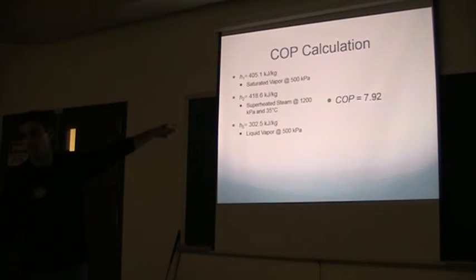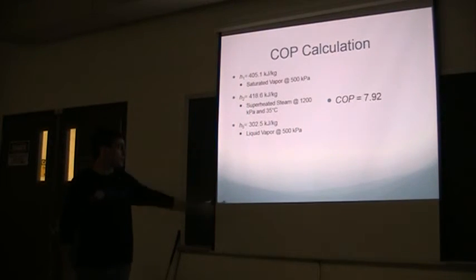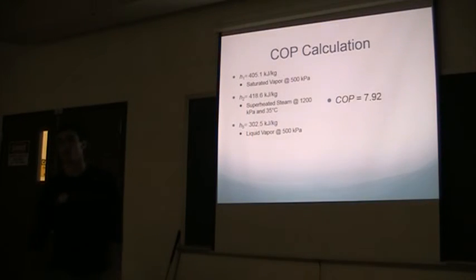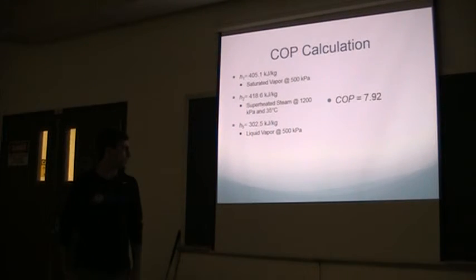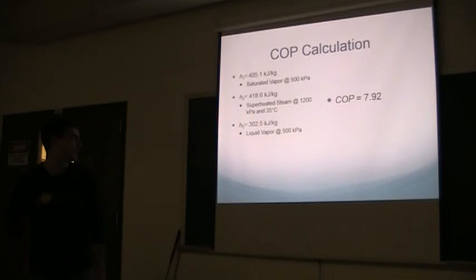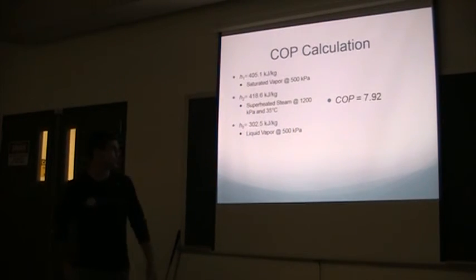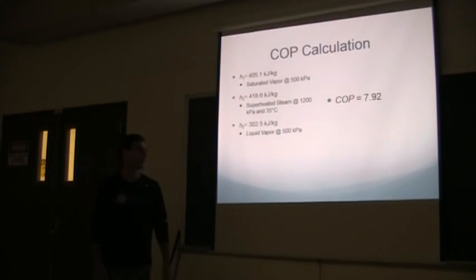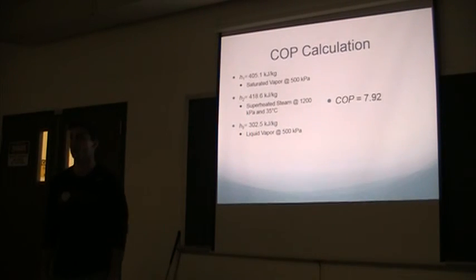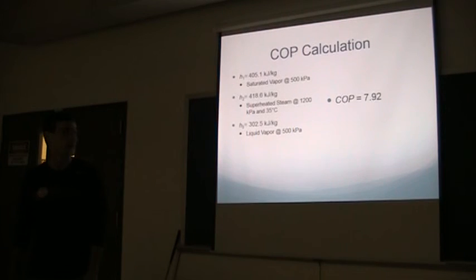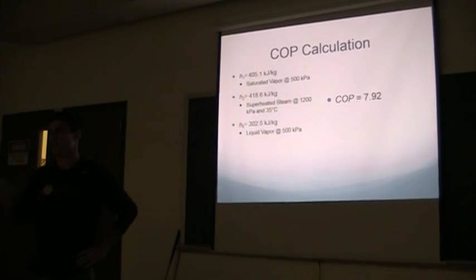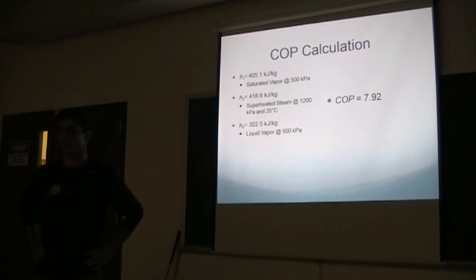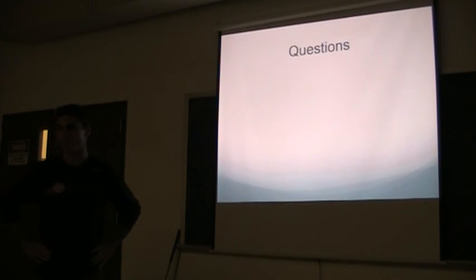And then the last enthalpy is the enthalpy of the liquid vapor, which you need to know the quality of the vapor to really find. I think I chose a quality of about 0.5. I came up with about 302 kilojoules per kilogram. And putting all those things in the equation, you get a coefficient of performance of 7.92. And it is an ideal calculation, so it is a little high. In our experiment, we'll probably find lower values than that. Does anybody have any questions?